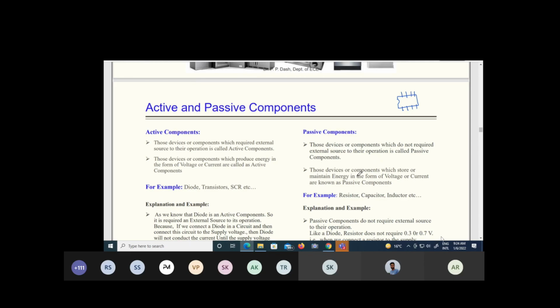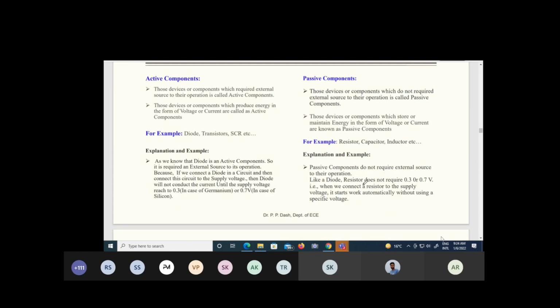So that resistance value can be obtained without connecting it to an external power also. So it can be called a passive component. It will not generate any type of energy, or store or maintain energy in the form of voltage or current. So these are called your passive components.